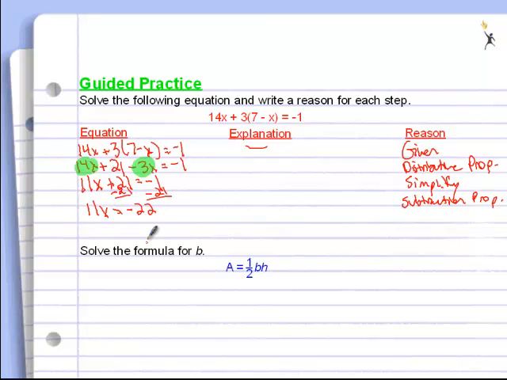Now, how can I solve this? I'm going to use the division property. If I divide both sides by 11, the 11's on this side will cancel out, and I'm left with just x equals. Now, negative 22 divided by 11 should be negative 2, and I am done. I don't need to solve anything else. I don't need to take anything else out. So, that is how we solve that problem and justify our reasonings, or write a reason for each step.